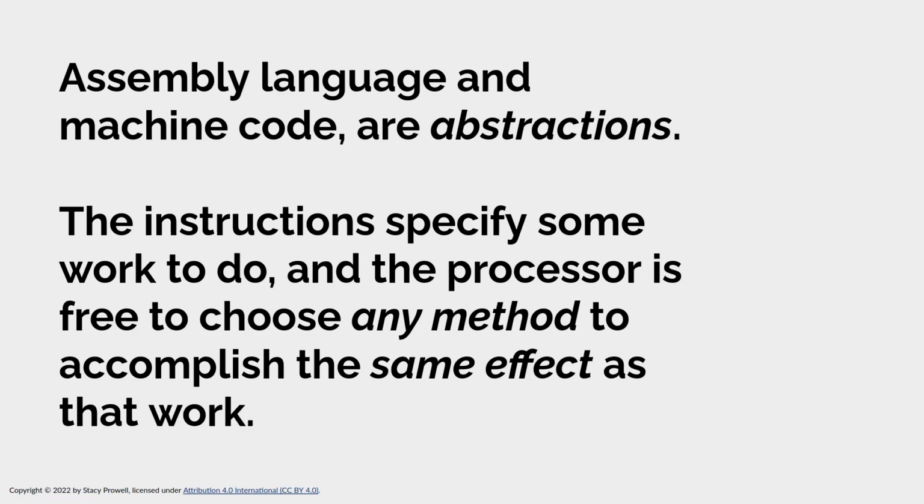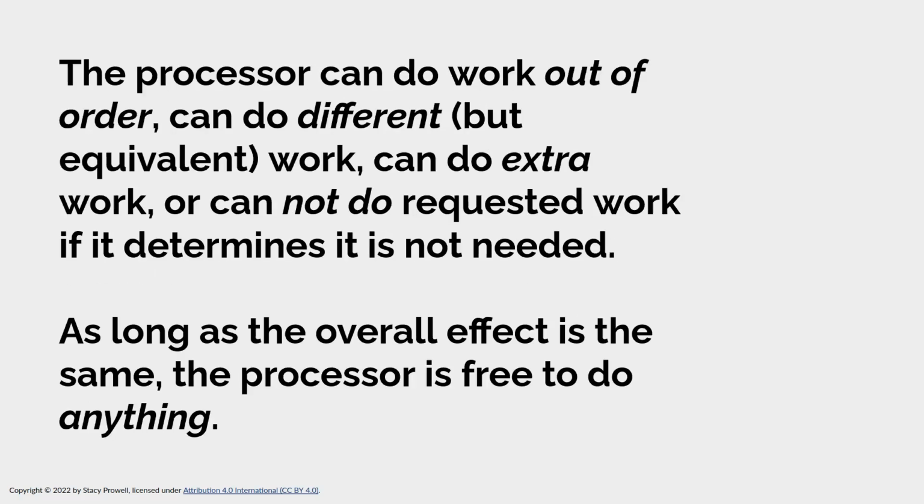A machine level instruction can specify some work to do, but the processor is free to choose any method to do that work, as long as it has the same effect as what that work requires. So it can choose any method it wants to do. And in particular, the processor can do work out of order. It can do different but equivalent work. It can do extra work that we didn't ask it to do. And in fact, it's always doing extra work we didn't ask it to do.